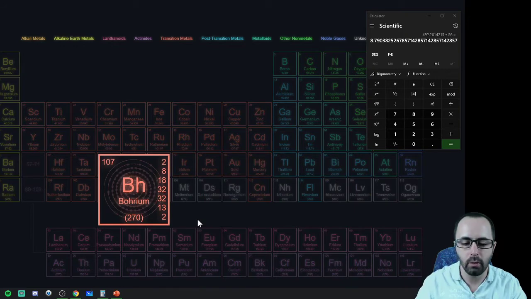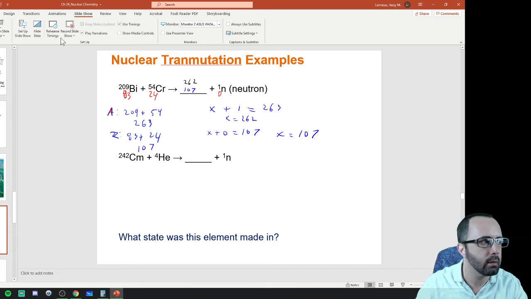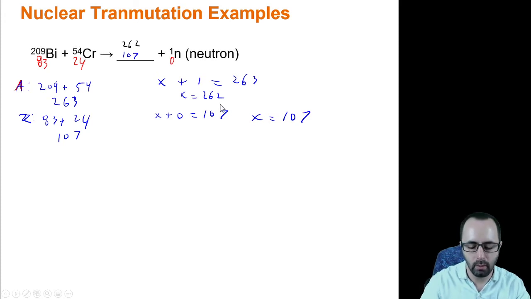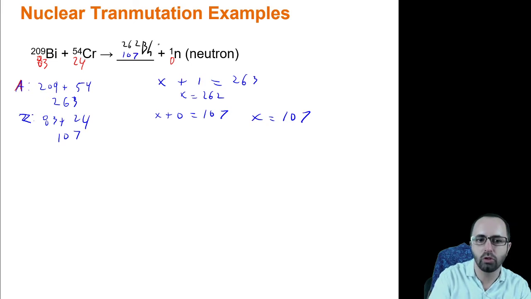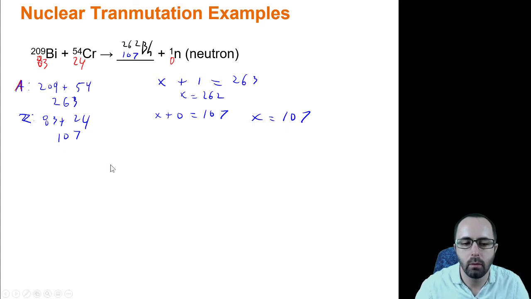This is named after the scientist Niels Bohr, who was one of the first to discover some of the inner workings of the atom and quantum mechanics. And so we're going to now write the symbol next to it. It is bohrium, Bh. Okay. So that's how you do a nuclear transmutation problem.